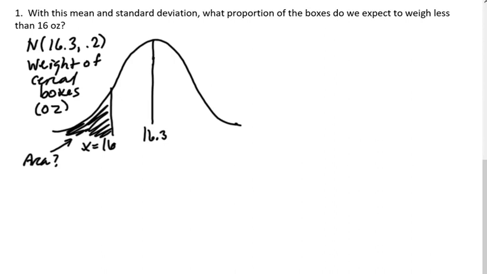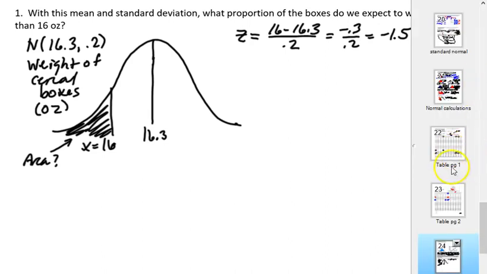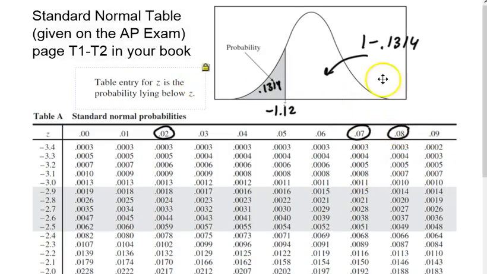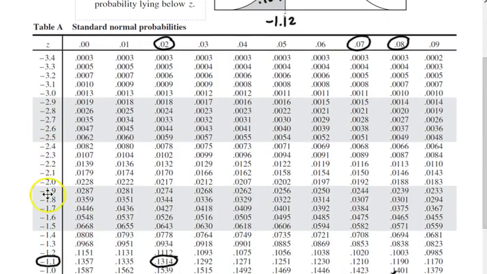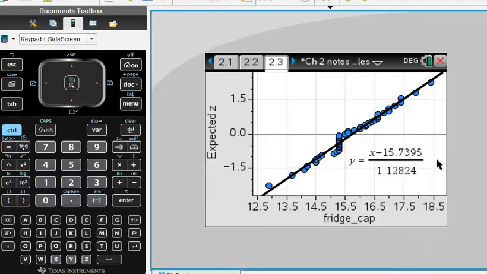So I can find the z-score for this by saying z is 16 minus 16.3 divided by 0.2. This turns out to be negative 0.3 over 0.2, which is negative 1.5. So this value is negative 1.5 standard deviations below the mean. So if I go and look at my normal table and look at negative 1.5, so here's negative 1.5 right here, I can see that 0.0668, or about 6.7% of the cereal boxes are below that value.